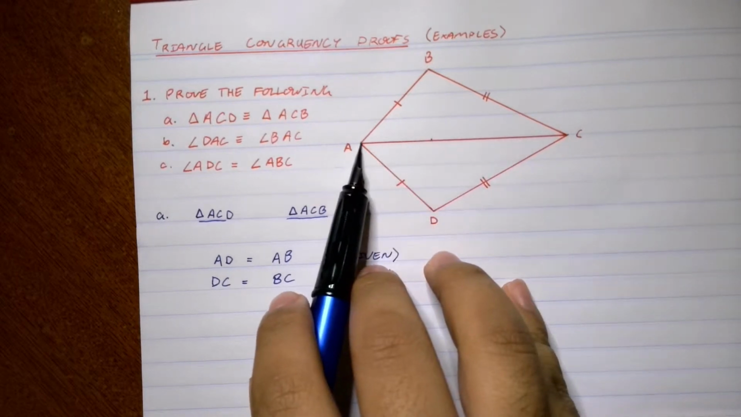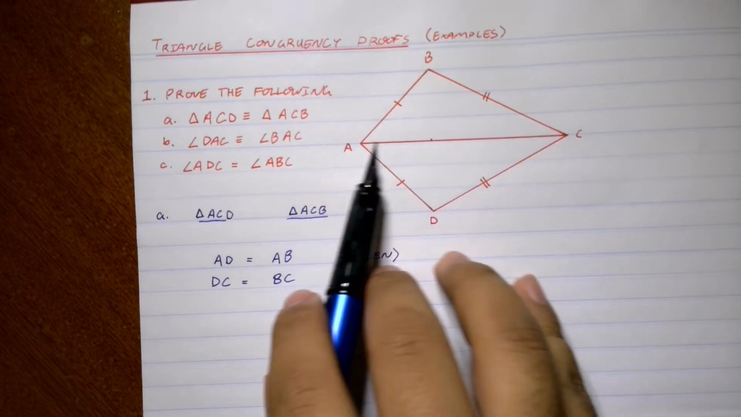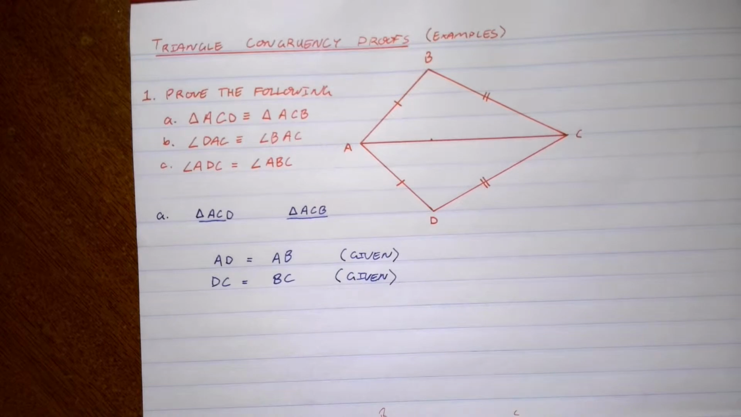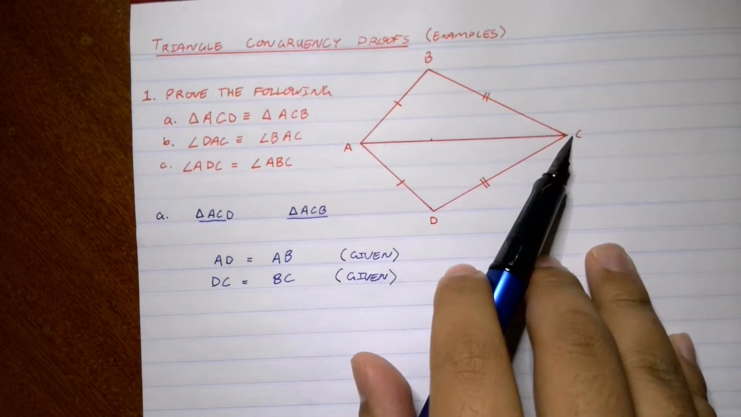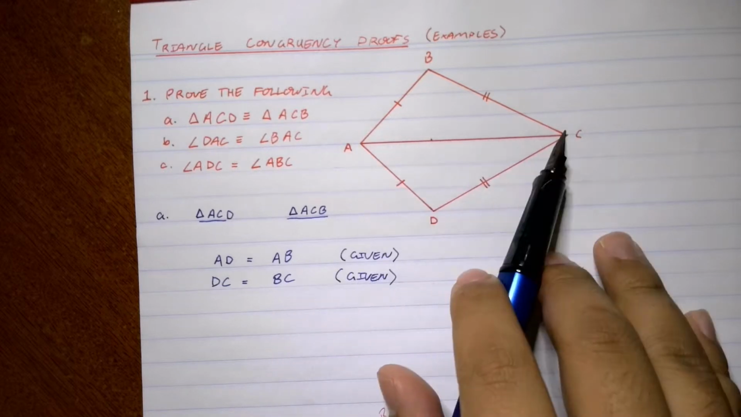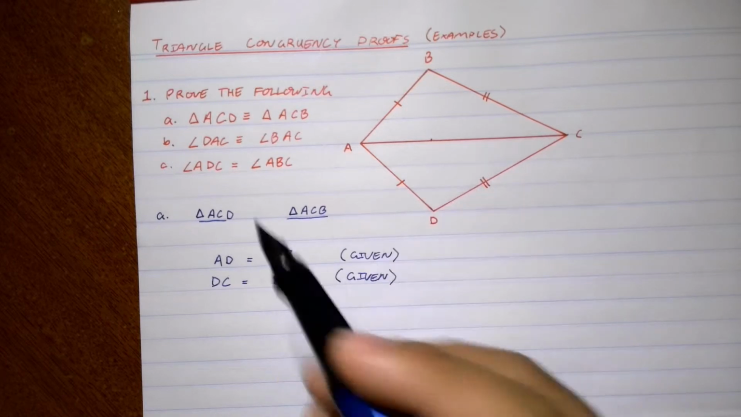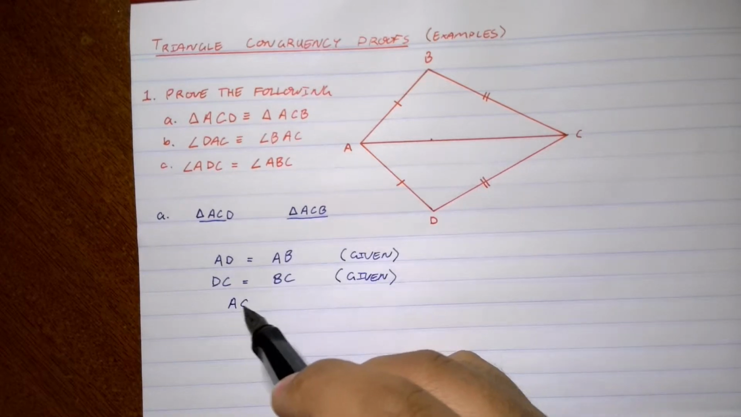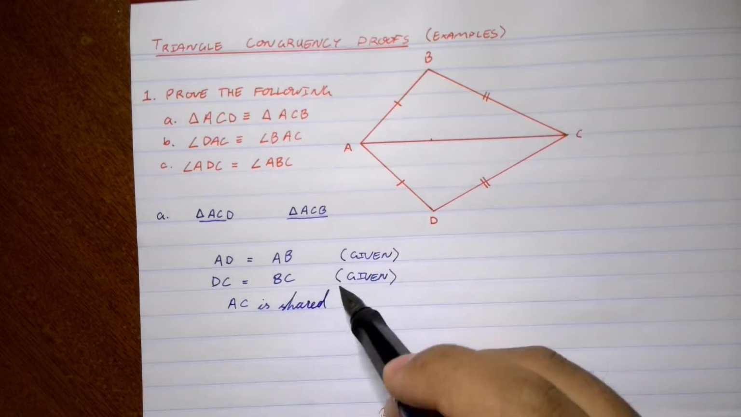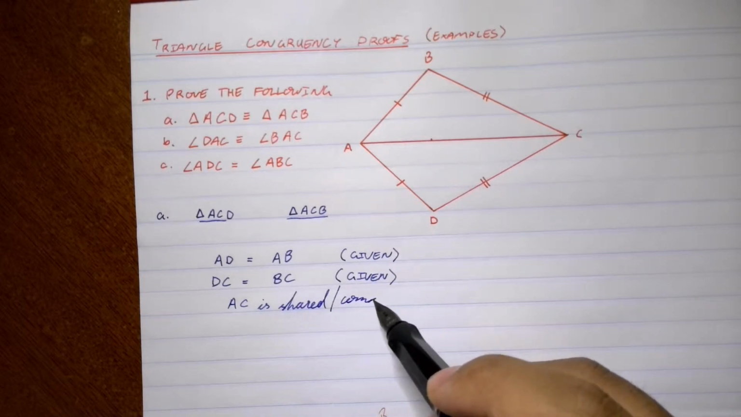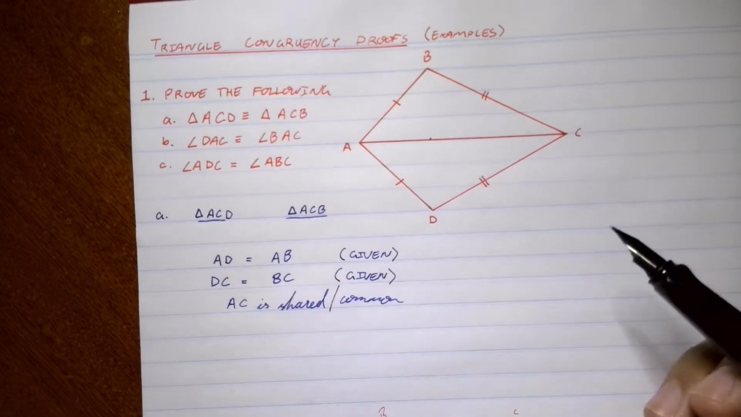However, we can see straight away, I hope you can see, that this side, AC, is a shared, or common, side. You see how triangle ABC uses the side, and triangle ADC also uses the same side. So because it is shared, AC is shared, or you can say it is common. Okay, you can say that they're equal to each other.